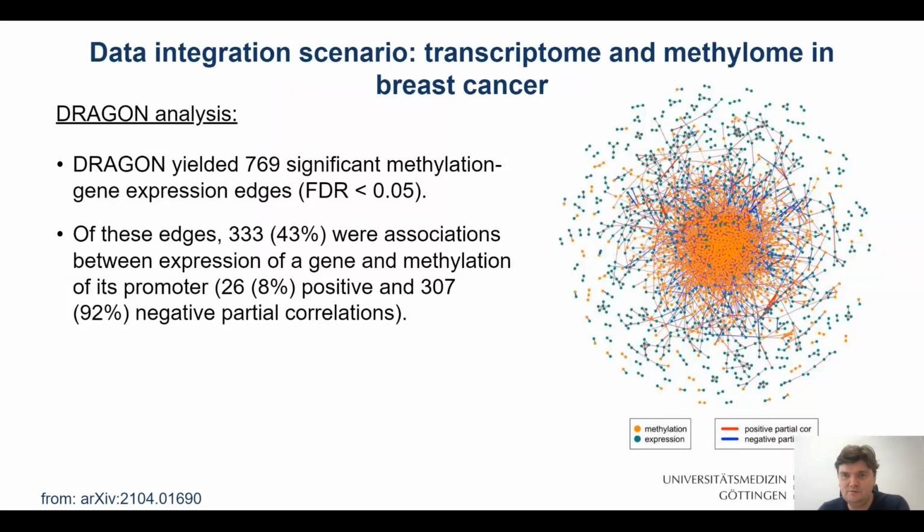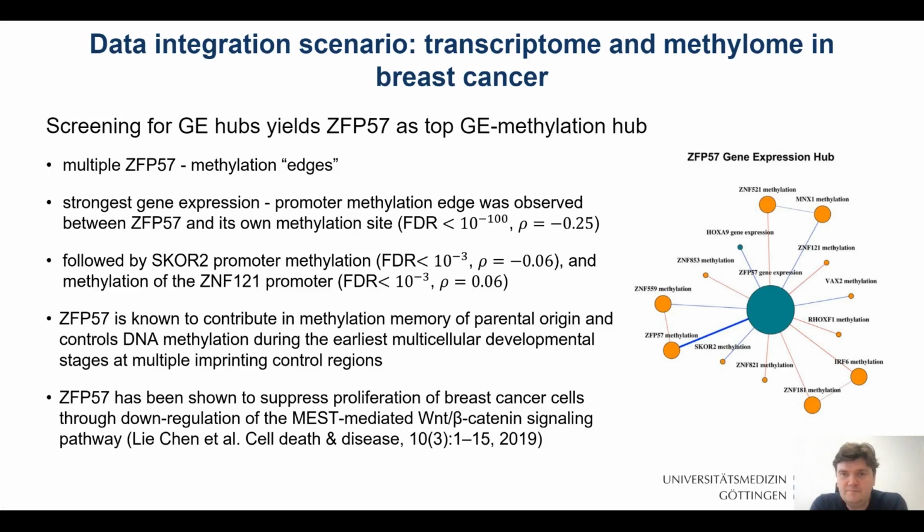But we are, of course, more interested in learning something about cancer. And indeed, I don't want to hide some nice discoveries. So we screened gene expression variables according to the number of edges to methylation sites. Basically, we screened for gene expression methylation hubs, so genes which associate with as many methylation sites as possible. That yielded a zinc finger protein as top hit. It's CFP57.